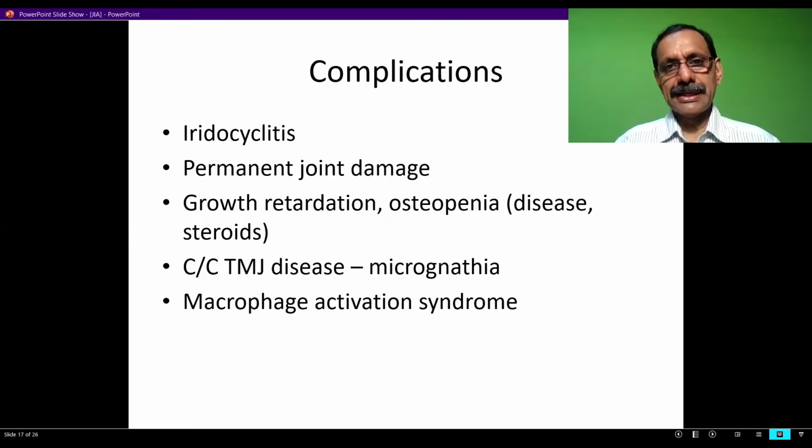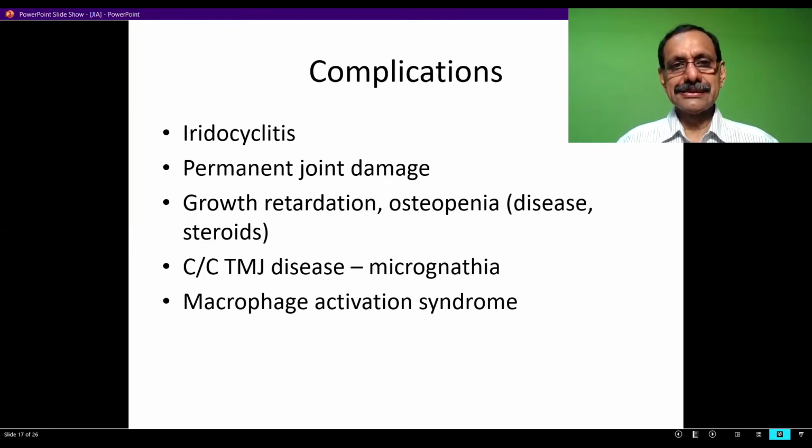And chronic temporomandibular disease. Suppose the temporomandibular joint is affected, then naturally this part will grow, but this part is held here, will not grow. So the chin will go inward, so-called micrognathia.